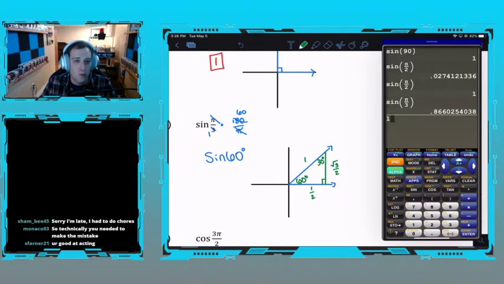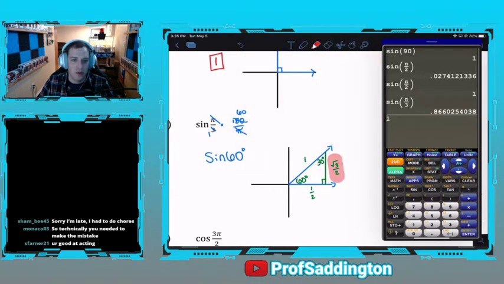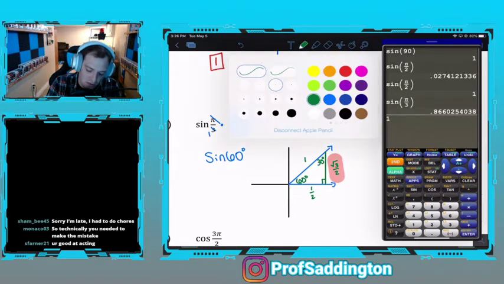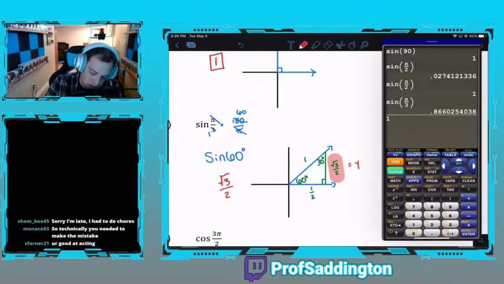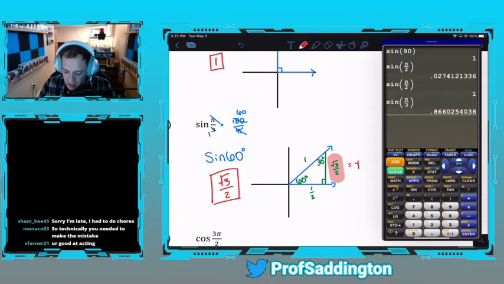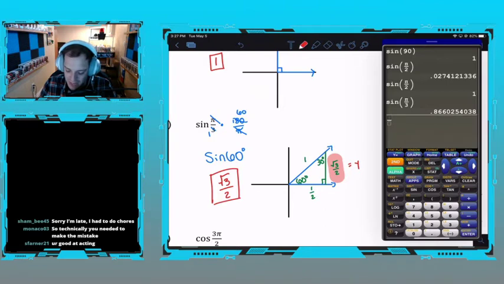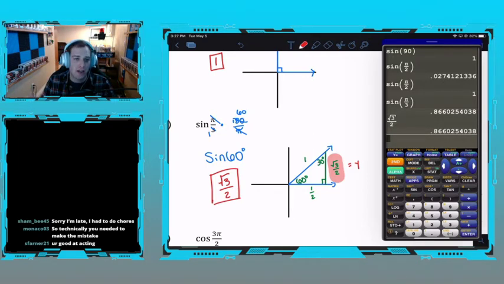Well, sine, once again, is the y value. Well, the y value in this case is the radical 3 over 2 because the y value always is the vertical line. It's what's going up and down. So since that is our y value, we know that our answer is radical 3 over 2. And now I can type that into the calculator. I'm just going to type in radical 3 over 2, and I'm going to see if it comes out to be that 0.866. And it does. So this is a check.